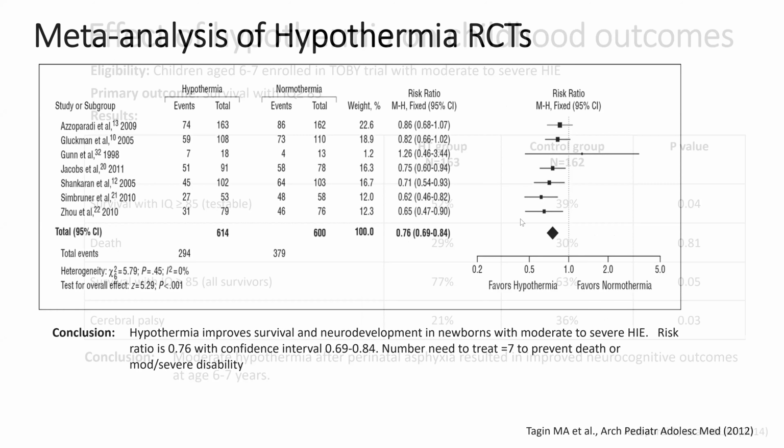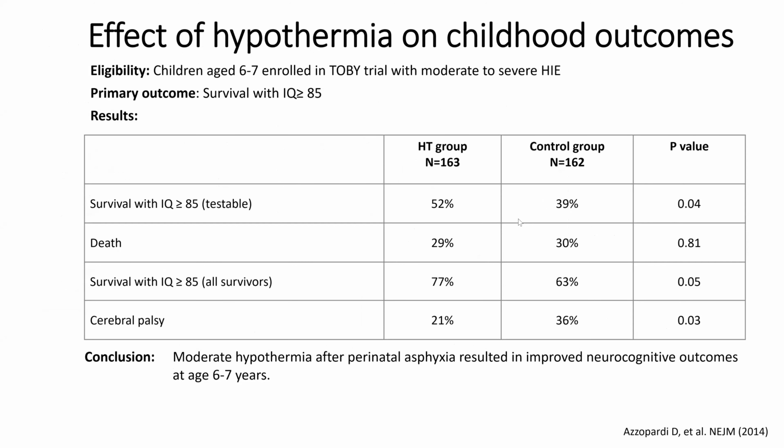both of those. And even if we look into childhood, we can see from the TOBI trial, from Azapardi's work, as well as from the work from NICHD with Sitha Shankaran, that those improvements were sustained until childhood. You see things like a reduction between the hypothermia group and the control group for things like cerebral palsy, and also for IQ and survival. So not really any change after they make it out of the NICU, really no effect on death so much, but definitely on some of the other neurocognitive outcomes.